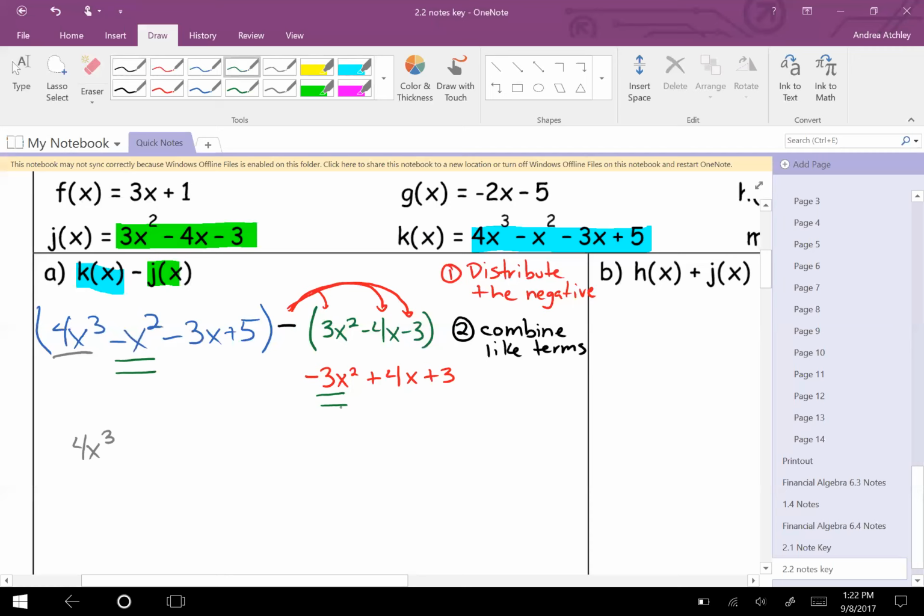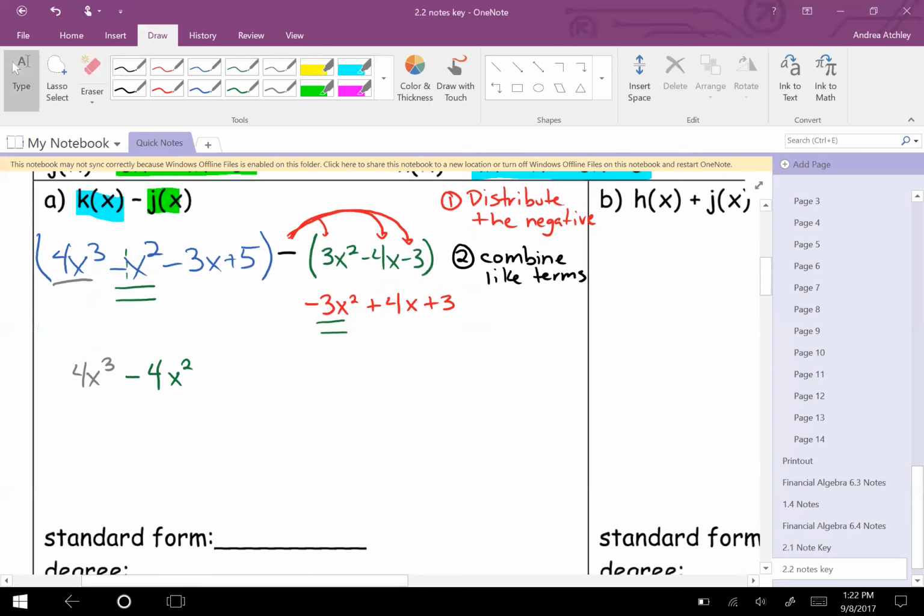They are the same sign, so I'm going to add. This is like a 1 in front. So we have 1 and 3 here. So that's negative 4x squared. Make sure you don't add the exponents at all, because we're just counting how many I have.